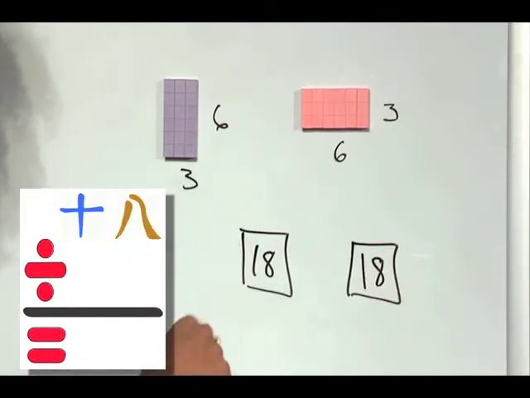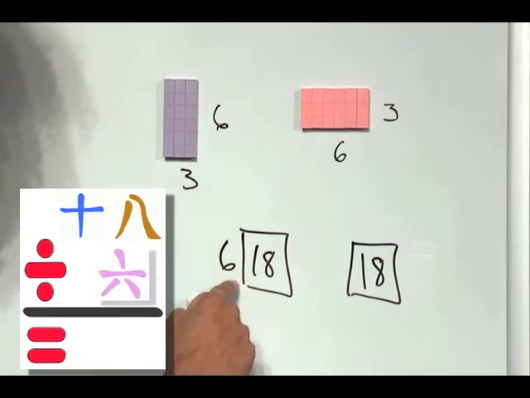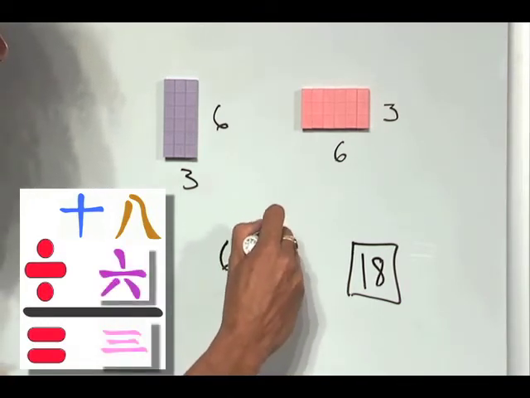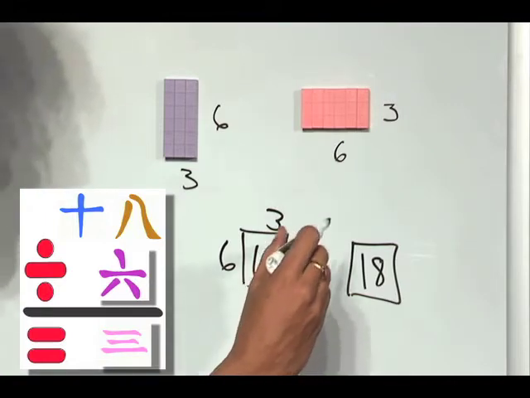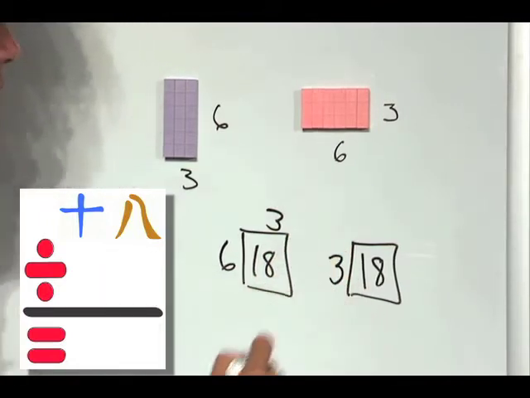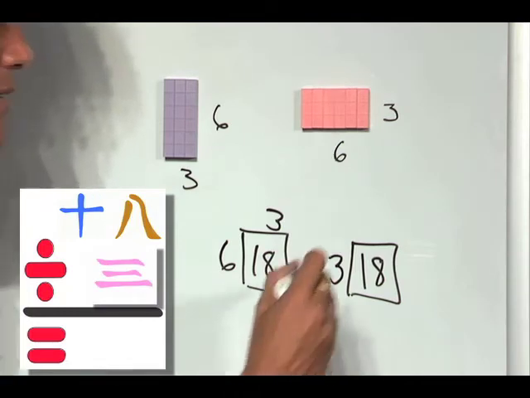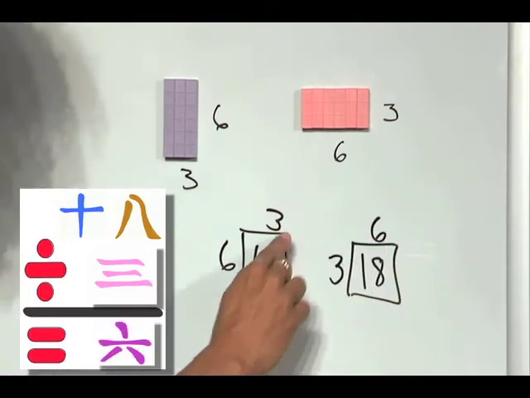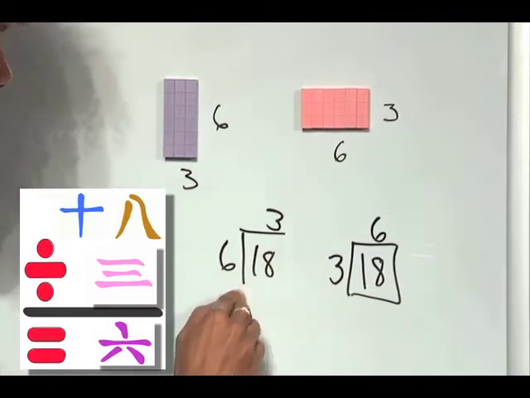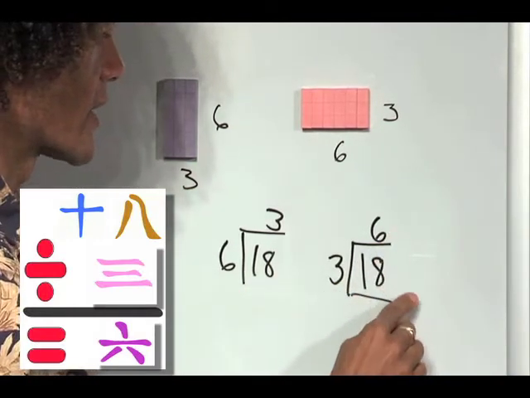And on this one, we have 6 is contained in 18 three times. Here I have 3 is contained in 18 six times. Once again, that symbol is just shorthand for rectangle.